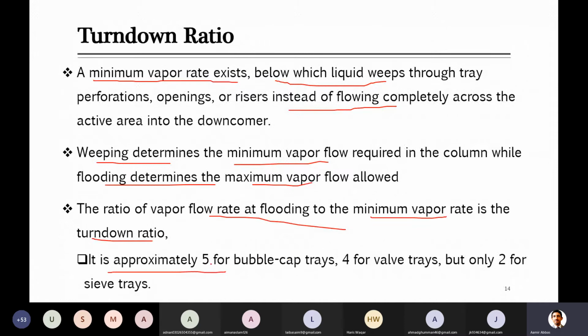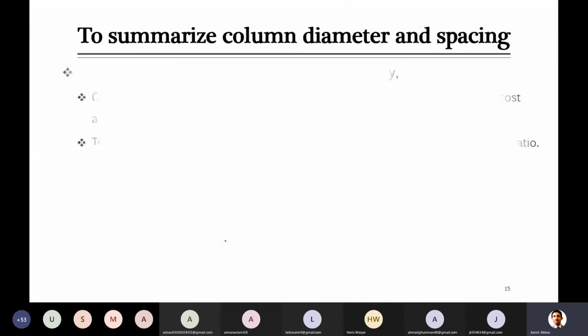You may have already seen in some table that this is 5 for bubble cap trays, 4 for valve trays, and only 2 for sieve trays. That shows that in order to avoid weeping, you have to increase the vapor flow rate, but as you increase it to some limit, you will quickly reach the upper limit of flooding. So due to this, sieve trays are not that good to go far with, while valve trays or bubble cap trays are better.